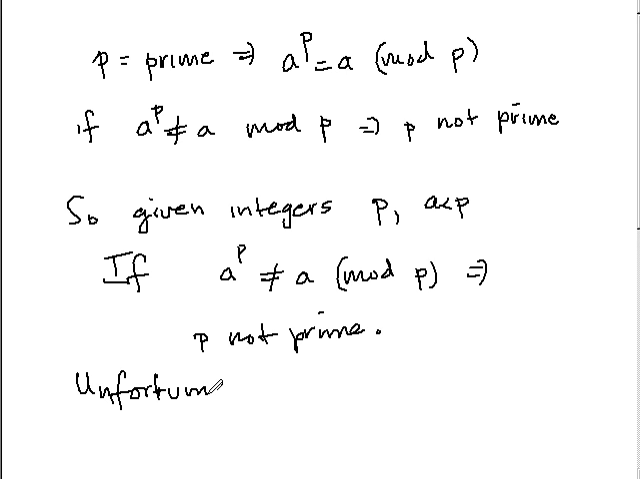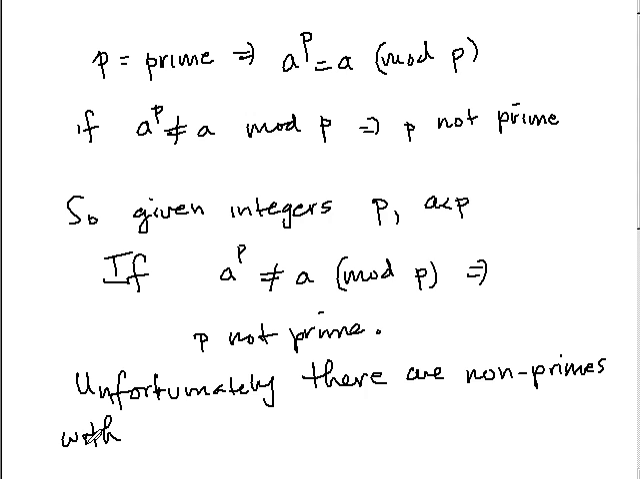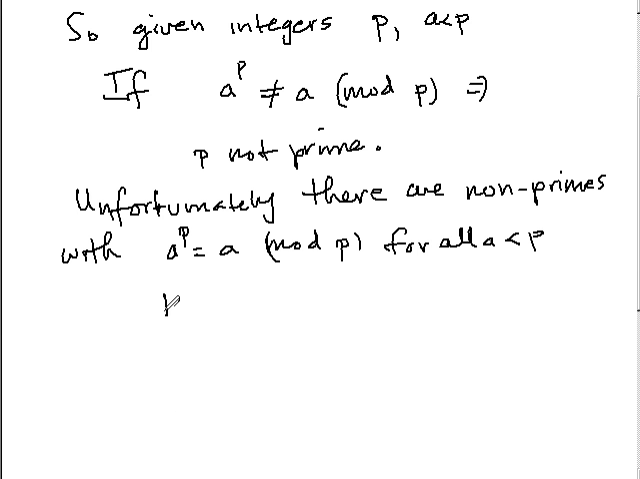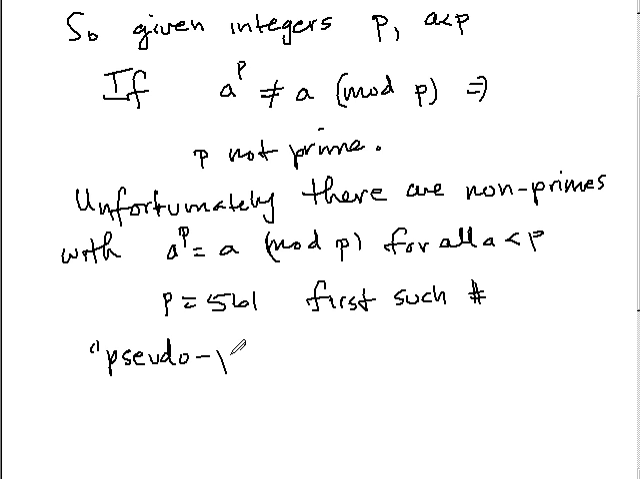So there are, unfortunately, composite numbers, non-primes, with a^p ≡ a mod p for all a less than p. And p equals 561 is the first such occurrence. And these are called pseudo-primes. And they're relatively rare.